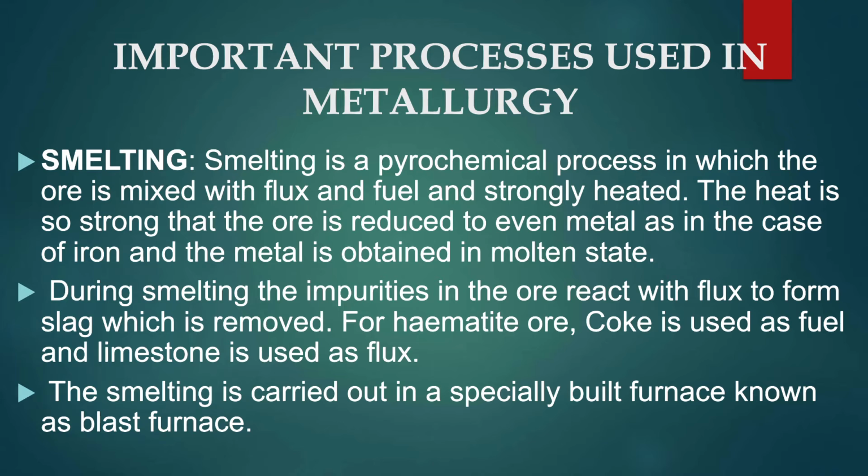Coming to the important processes used in metallurgy. Smelting. Smelting is a pyrochemical process in which the ore is mixed with flux and fuel and strongly heated. The heat is so strong that the ore is reduced to metal, as in the case of iron, and the metal is obtained in molten state. During smelting, the impurities in the ore react with flux to form slag, which is removed.